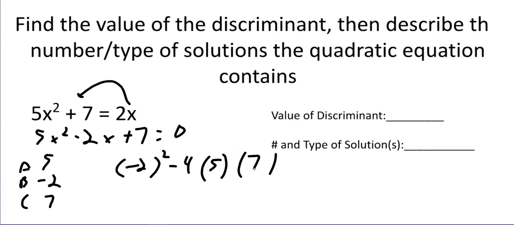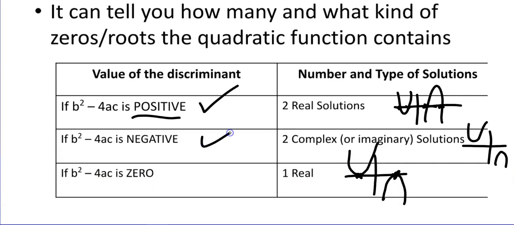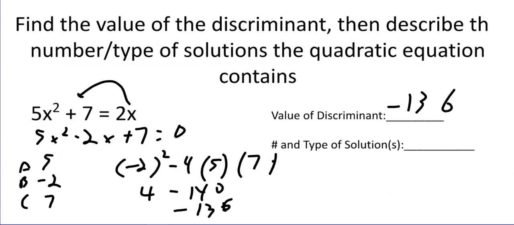So negative 2 squared is 4. I'm going to get a negative number. 5 times 4 is 20. 20 times 7 is 140. That gives me an overall value of negative 136 as a discriminant. That's a negative value. Okay, so a negative value is this one, where it doesn't touch the axis, no x-intercepts, so 2 imaginary or complex, either one.